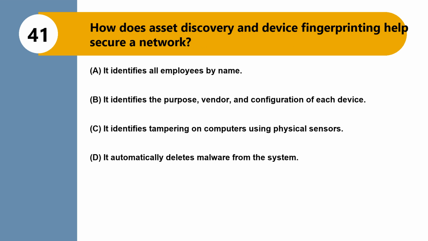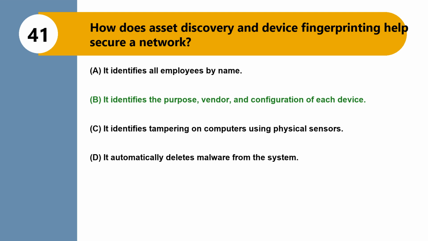Question 41. How does asset discovery and device fingerprinting help secure a network? Option A. It identifies all employees by name. Option B. It identifies the purpose, vendor, and configuration of each device. Option C. It identifies tampering on computers using physical sensors. Option D. It automatically deletes malware from the system.